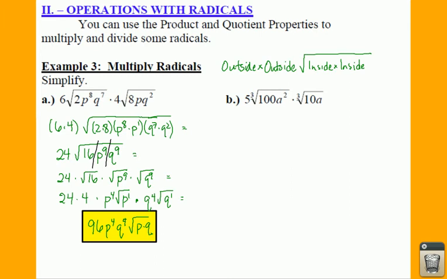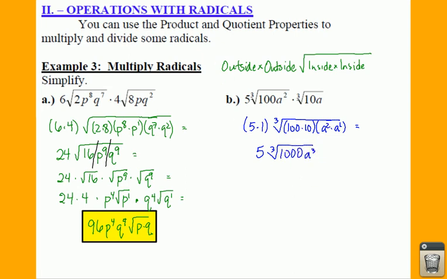You're going to multiply the 5 times the 5 or the 5 times the 1 on the outside. But here we're going to have a cube root. So we're going to take 100 times 10. And then you have a to the 2nd times a to the 1st. So when you simplify this, you get a 5 on the outside and a third root of 1000 a to the 3rd.